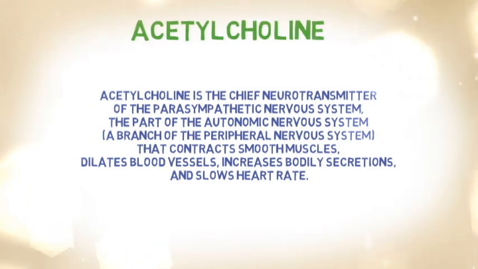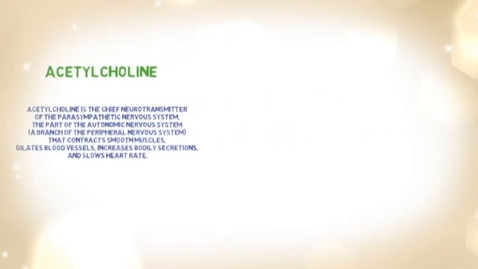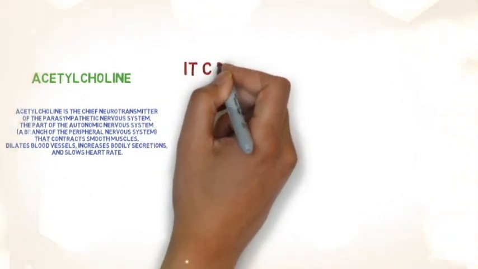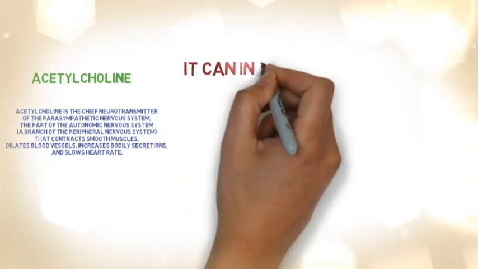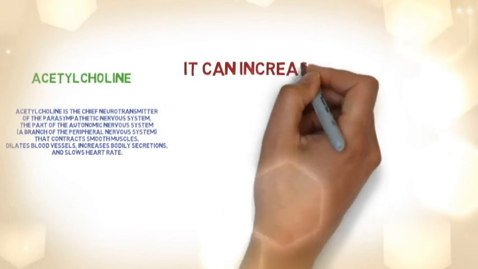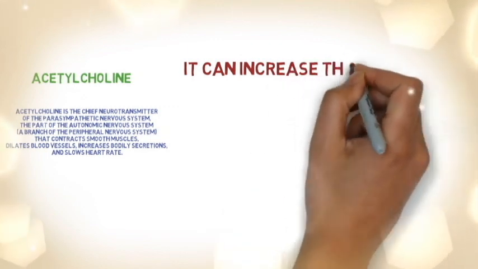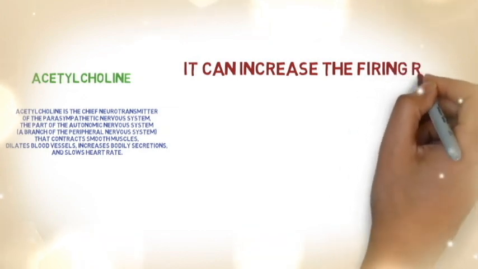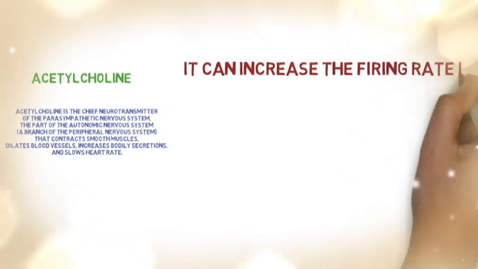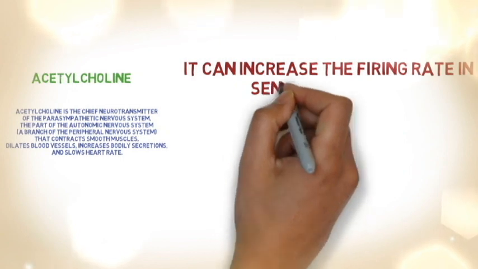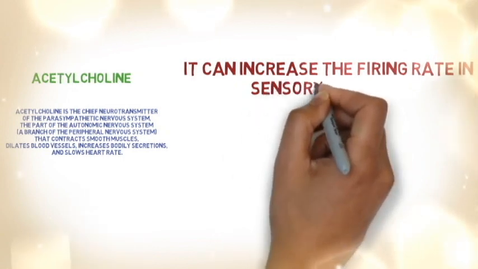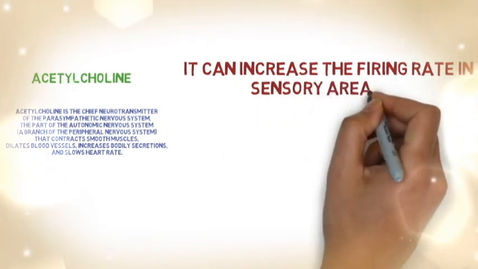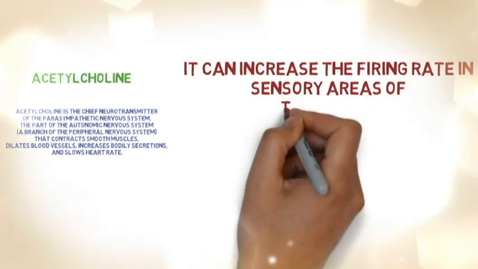Now, one well-supported function of acetylcholine in cortex is increased responsiveness to sensory stimuli, a form of attention. Phasic increases in acetylcholine during visual, auditory, and somatosensory stimulus presentation have been found to increase the firing rate of neurons in the corresponding primary sensory cortices.